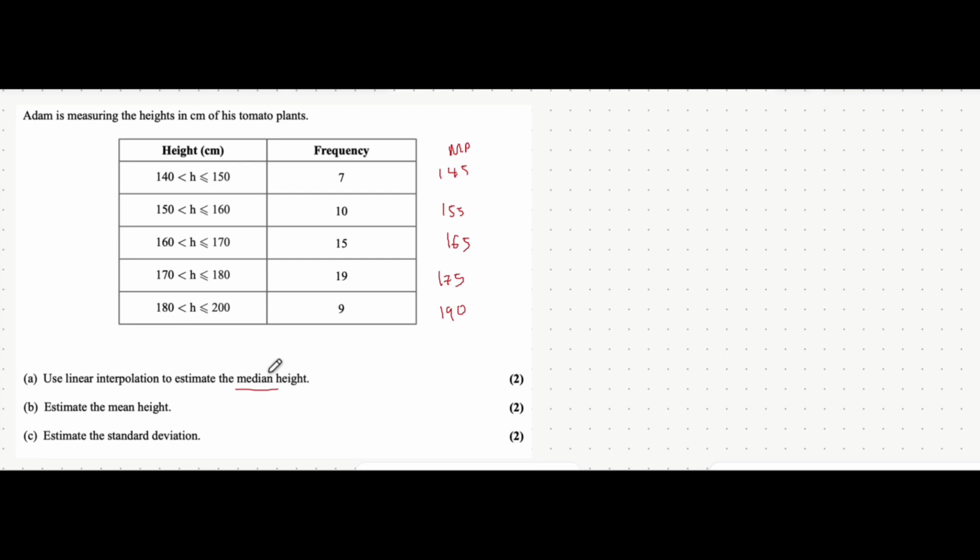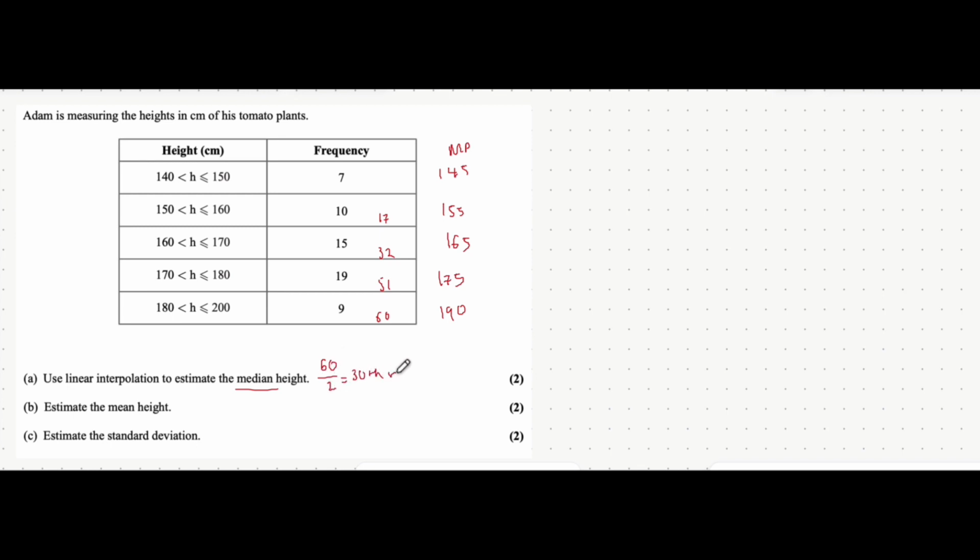The median height is an estimate of where the middle value of the frequency would lie. So for that, you add up all the frequencies. 7 plus 10 is 17, plus 15 is 32, plus 19 is 51, plus 9 is 60. A lot of students ask actually, do you add 1 and then divide by 2? Well, when it's grouped data, you don't do that. You just take the total frequency and you divide it by 2 to get 30.